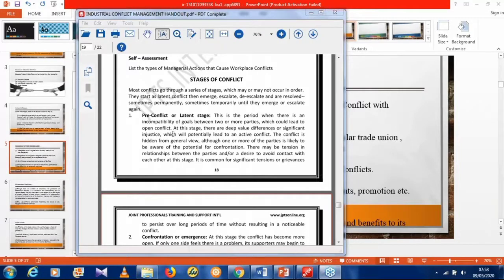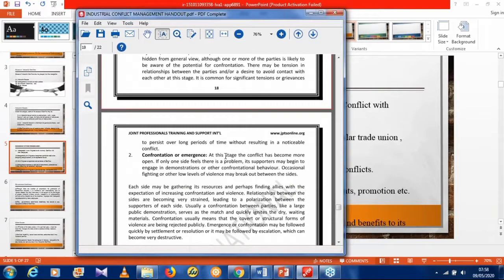Number one is the pre-conflict or latent stage. That's just at the beginning, like the foundation. At this period, when there is an incompatibility of goals between two or more parties, that's where it starts building up. This could lead to open conflict eventually. It's like you're sitting on a keg of gunpowder, just brewing up to become a full-blown conflict.